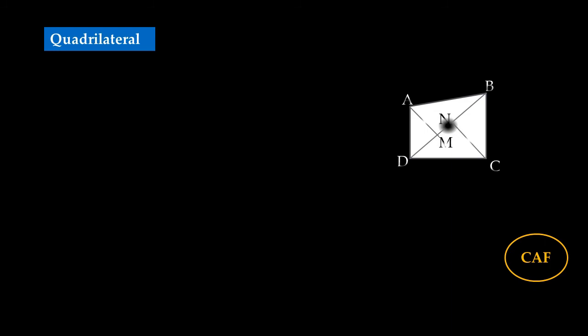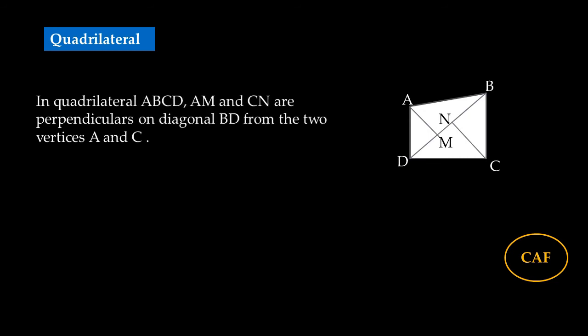Next one is quadrilateral. See this diagram. This is the quadrilateral diagram. In quadrilateral ABCD, AM and CN are perpendiculars on diagonal BD from two vertices A and C. If you see in this diagram, the lines I drew from A to M and C to N are perpendicular to the diagonal BD. Therefore, area of quadrilateral is equal to half BD into AM plus NC.